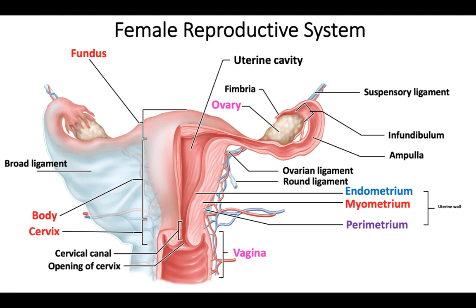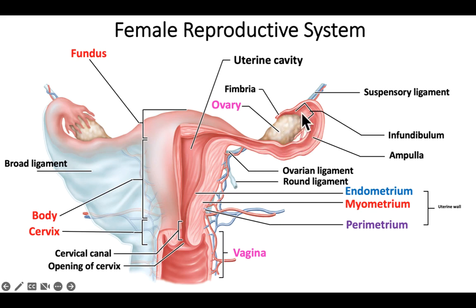There's a lot of ligaments that position the female structures properly. We see a round ligament here. We see an ovarian ligament, which actually attaches the ovary to the uterus. This is all known as the broad ligament, this large flat ligament here. And then there's a suspensory ligament. So ligaments help positioning.